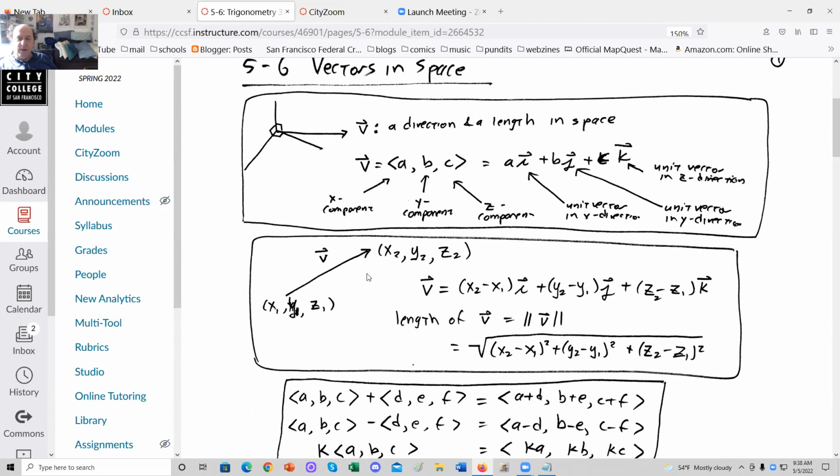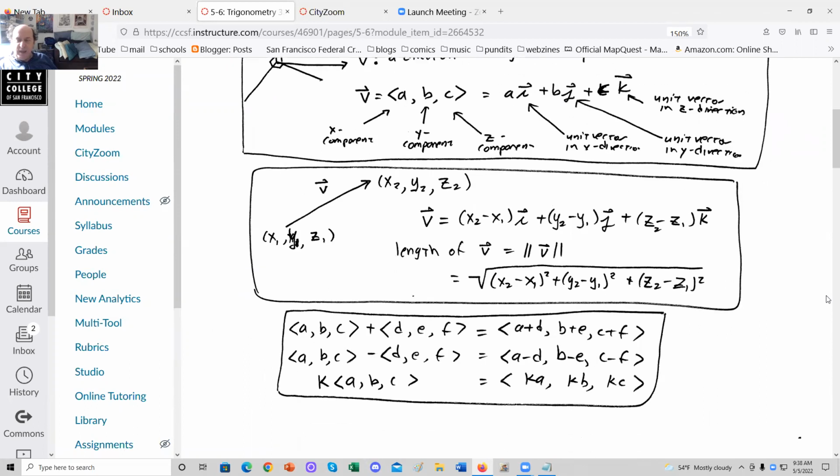From x1, y1, z1 to x2, y2, z2 is the vector x2 minus x1 times i plus y2 minus y1 times j plus z2 minus z1 times k. And its length is given to you by the Pythagorean theorem: the square root of x2 minus x1 squared plus y2 minus y1 squared plus z2 minus z1 squared.